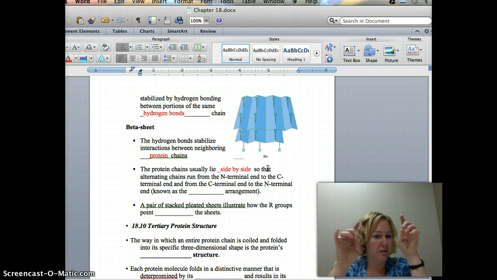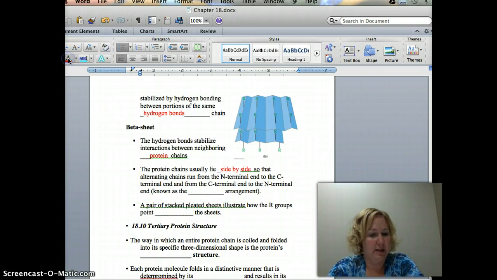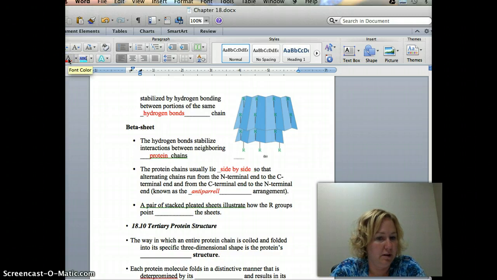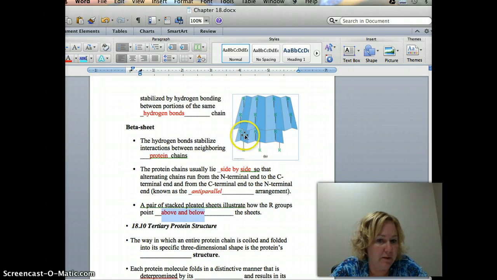From the N terminal to the C terminal to the N terminal to the C terminal. And this is known as an anti-parallel arrangement. I am not even trying to spell that correctly. A stack of these pleated sheets illustrates how the R groups point above and below the sheets. So you have a pleated sheet illustration, and you have one of them going above and then below, and then above and then below in this sort of anti-parallel arrangement.